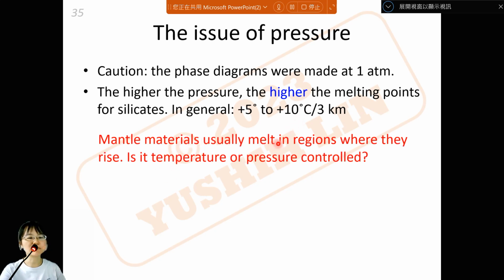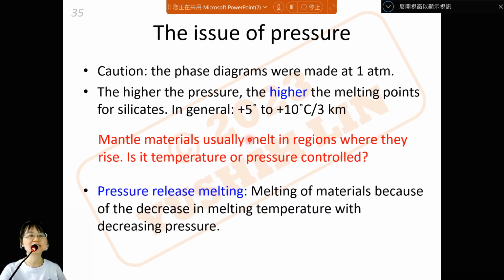Mantle material usually melts in regions where it rises. Is it temperature or pressure controlled? The answer is pressure. That's the nature of rock melting on Earth. The rock always melts because of lowered pressure, which is what we call pressure release melting.